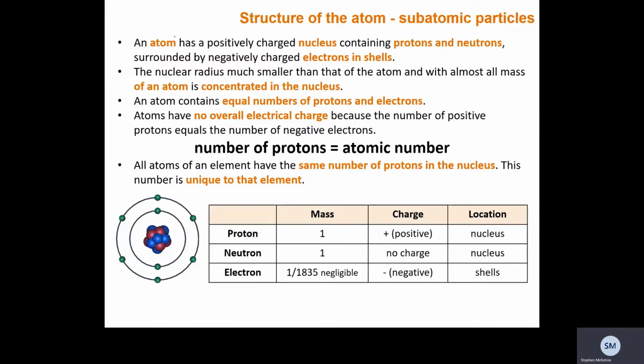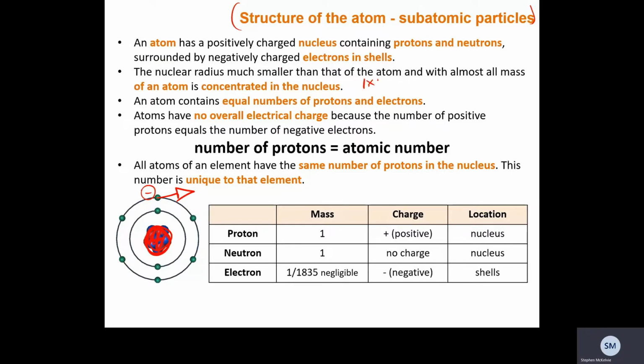All right, so something we have to know: the structure of the atom. It doesn't make sense, electricity, unless you know the structure of the atom. Now, the basics of it is this. Most of the mass is in the nucleus, and electrons are free to move. Electrons are negative, and the nucleus is largely positive, with a little bit of neutral in there, but overall the charge is positive. An atom has got a positively charged nucleus containing protons and neutrons surrounded by negatively charged electrons and shells. The nuclear radius is much smaller than that of the atom.